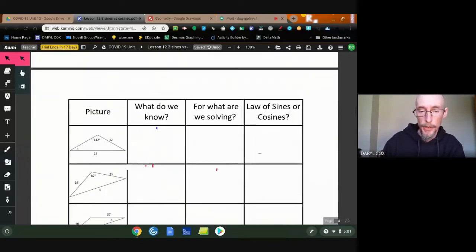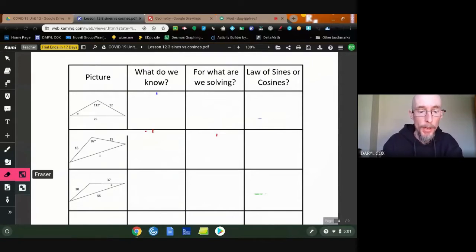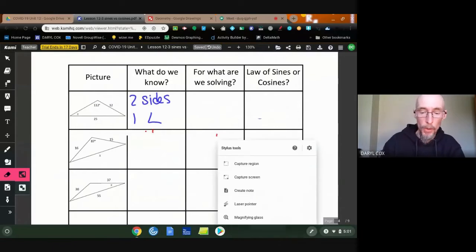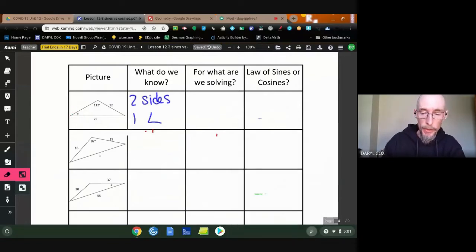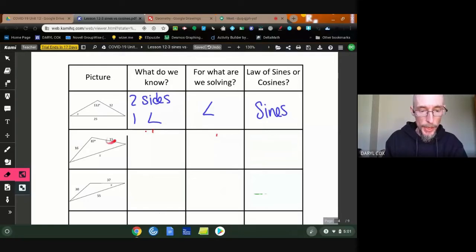Okay, so here we are. Looking at the picture, what do you know? What are you trying to solve for? Which function is it? Okay, so what do we know in this problem? Well, if I look at it, I have two sides and an angle. So far I know two sides, one angle. What I'm looking for is one angle. So when I look at that together, that's two sides, two angles. That sounds to me like the law of sines. Simple as that.